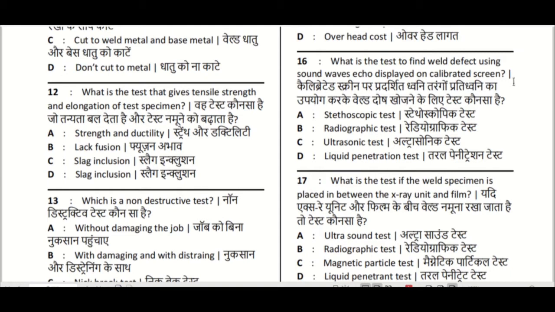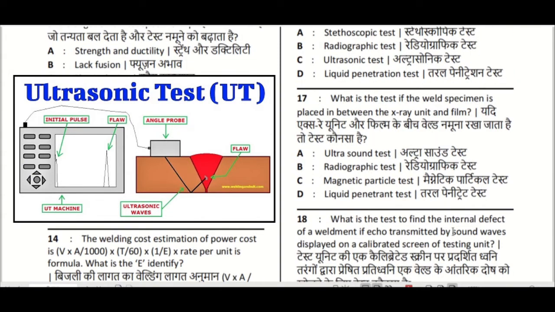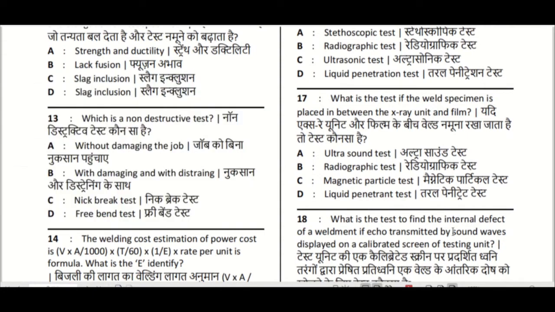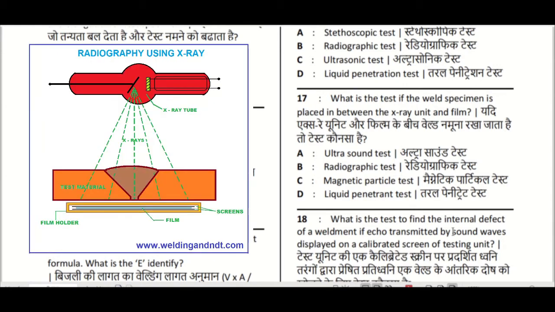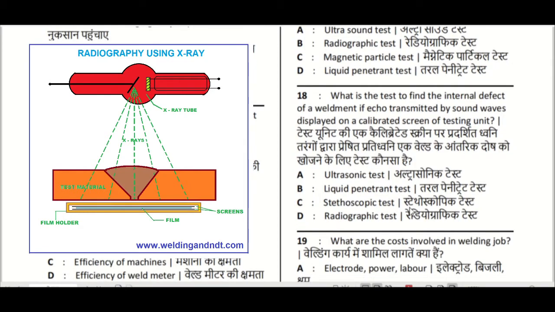What is the test to find weld defects using sound wave echo displayed on a calibrated screen? The method is ultrasonic test. What is the test if the weld specimen is placed between the X-ray unit and film? Answer is radiographic test.